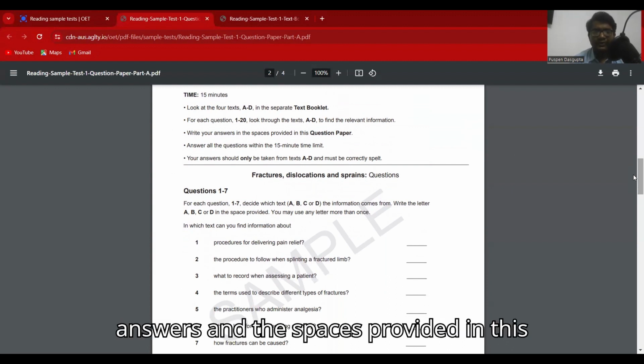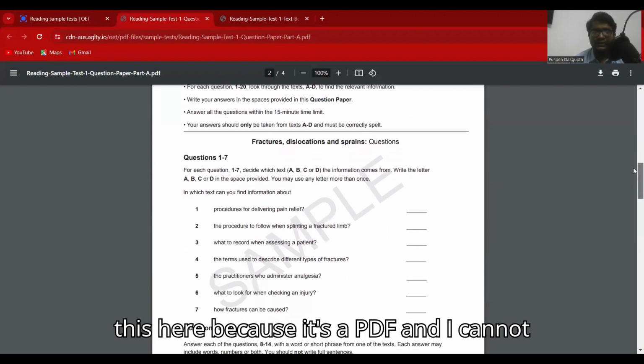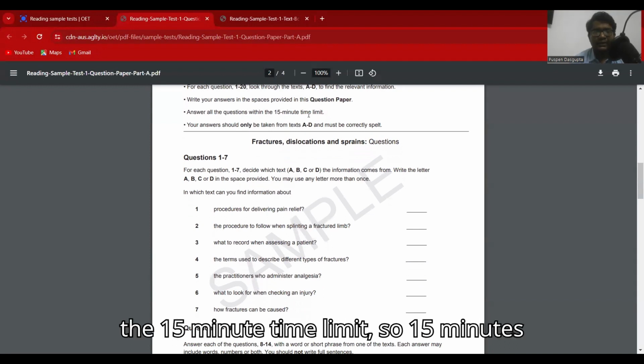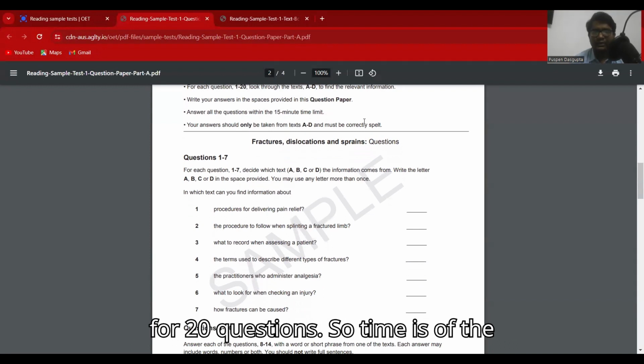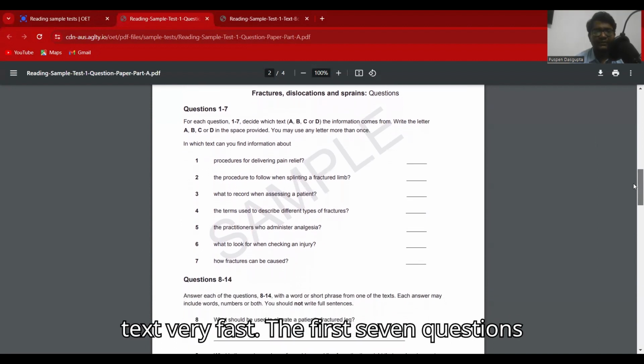Write your answer in the spaces provided in this question paper. Of course, I cannot do this here because it's a PDF and I cannot edit it. Answer all the questions within the 15-minute time limit. So 15 minutes for 20 questions. So time is of the essence here. You have to read the 4 texts very fast.